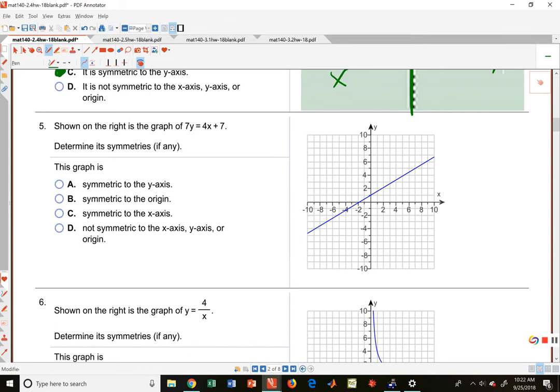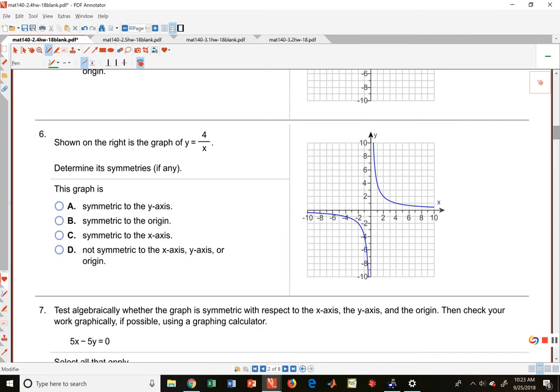This has none of them, and we won't go on and on about it. Shown on the right is the graph of 7y equals 4x plus 7. Now, they're trying to be a little tricky there by putting that 7y. This is the same thing as y equals 4/7 x plus 1, and you could graph that function. This is a little bit more relation notation, where x and y don't have to be expressed in terms of x being the independent variable of y.